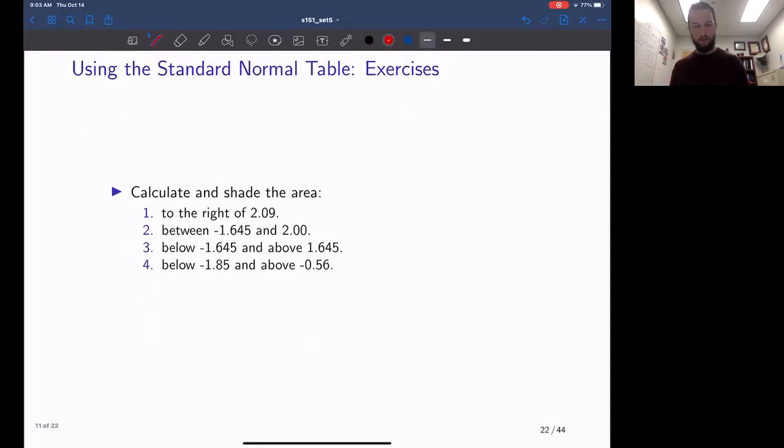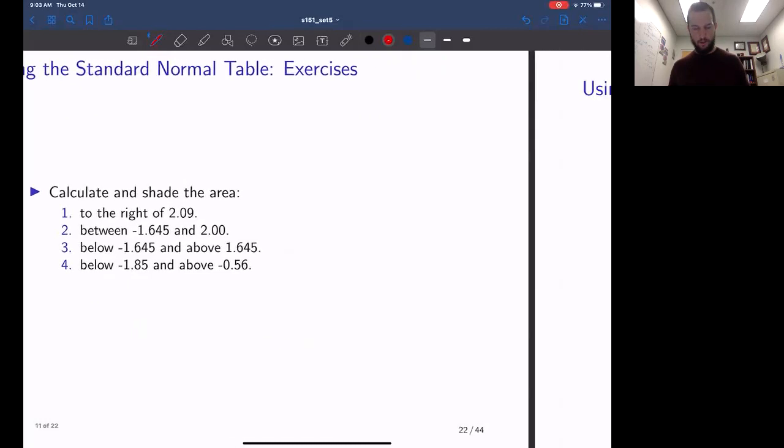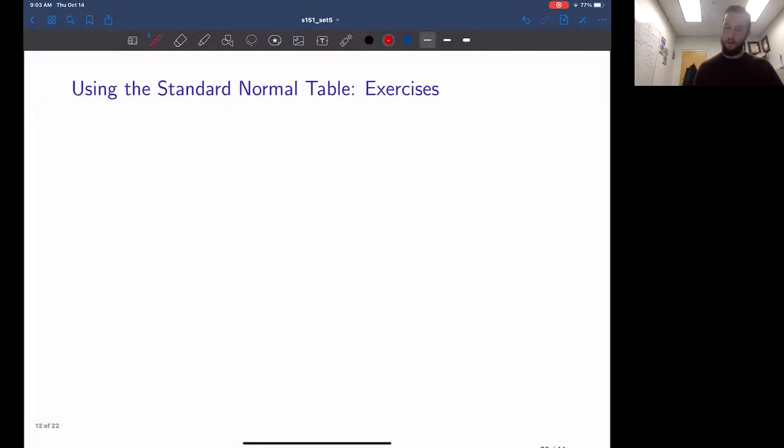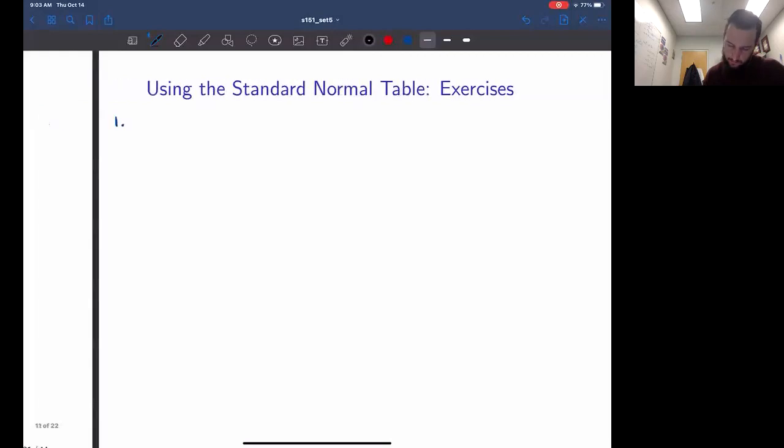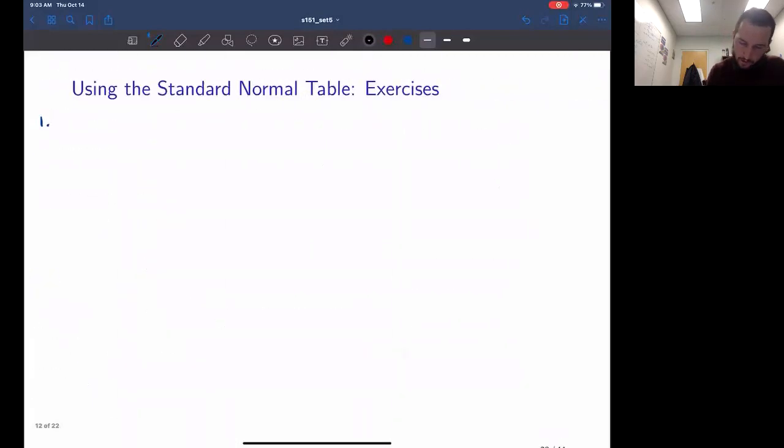Okay, so we're gonna work through these 4 exercises. Hopefully I can finish them today. So exercise 1, we want area to the right of 2.09. Okay, so step 1, sketch. So this is gonna be my sketch. You can see it's a very quick sketch.